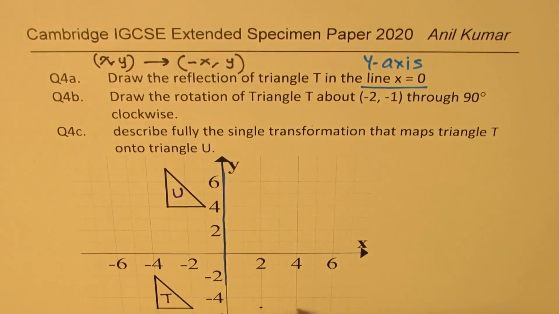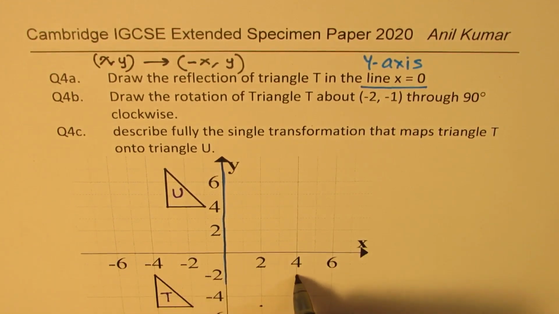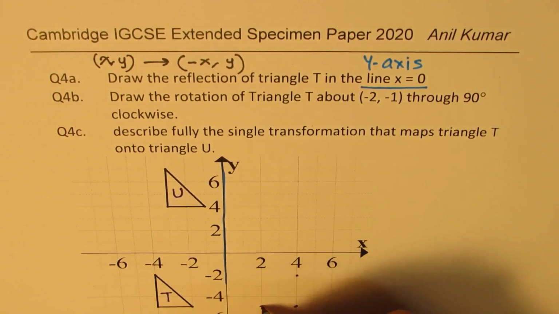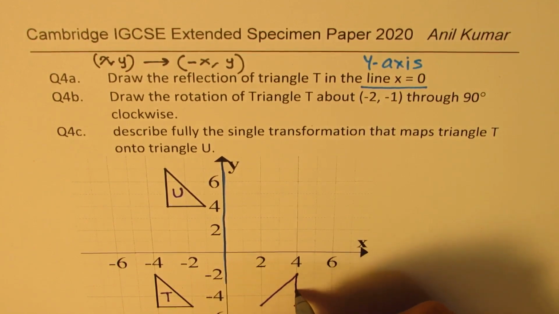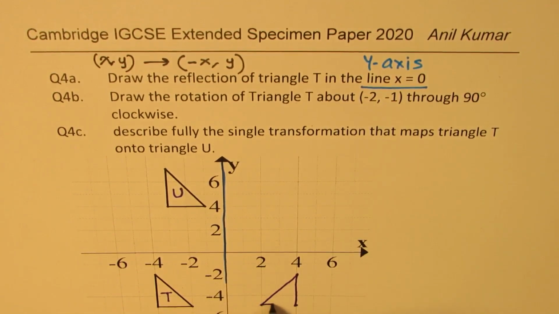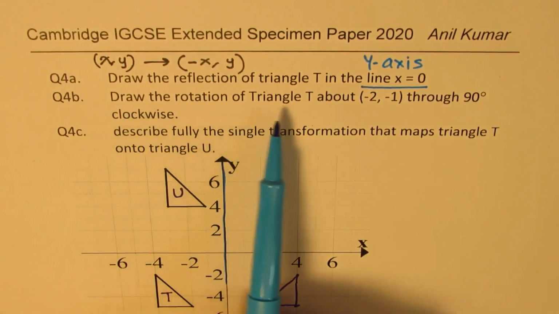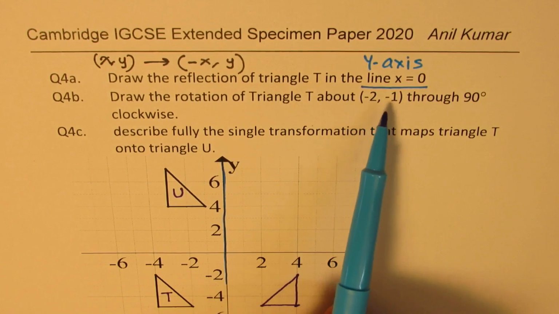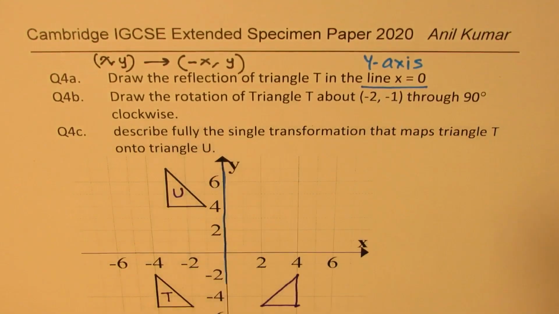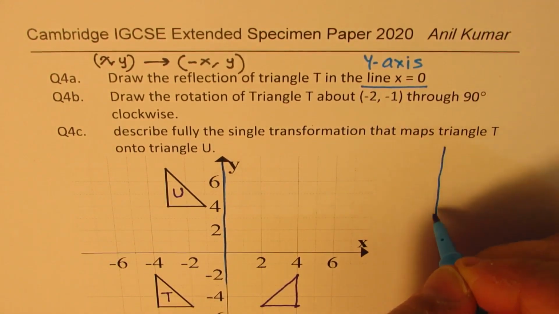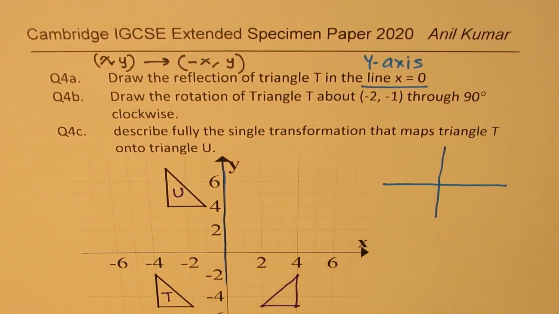The second one is minus 4, it will be 4. And here this vertex, which is at minus 4 again, the y value being minus 2 will now be appearing at 4. So we have a triangle here which has been reflected on the y-axis, which is x equals to 0. So I hope this part is absolutely clear, right? Now part B is, draw the rotation of triangle T about minus 2, minus 1 through 90 degrees clockwise. How do we do that? And what kind of transformation takes place?